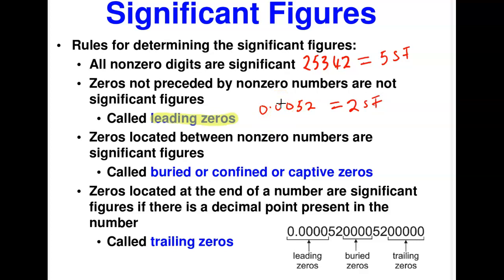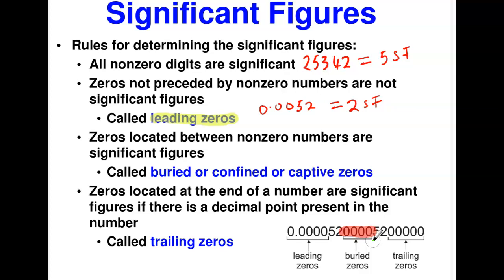Now, some zeros are located between non-zero digits. We call them the captive or the buried zeros. If you look at this one now, this zero, okay, I'm going to use a different color for the marker here. Let me use maybe red. Look at this. They're buried in between these numbers. These zeros are actually significant. Those buried zeros are significant, provided they are sandwiched in between 2 non-zero digits.